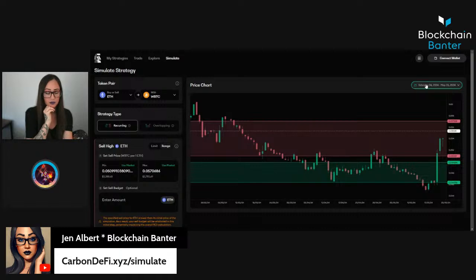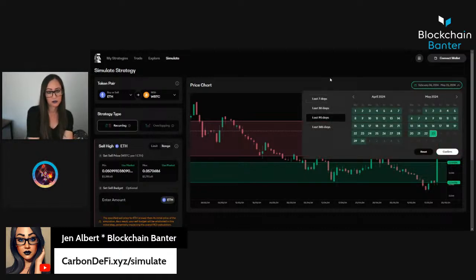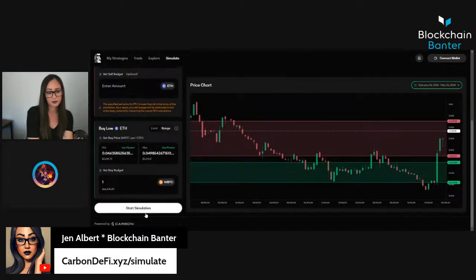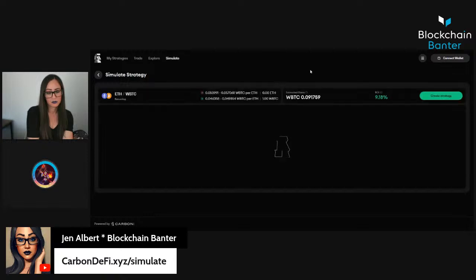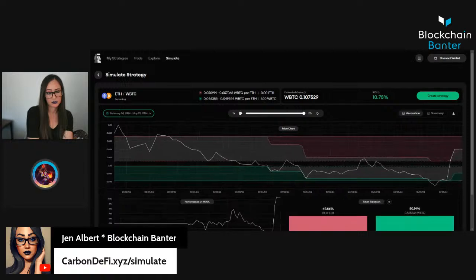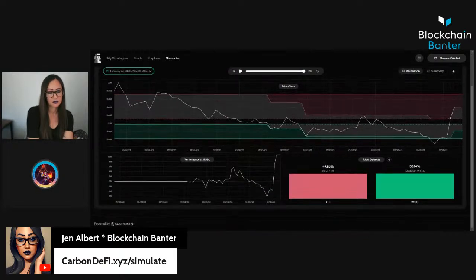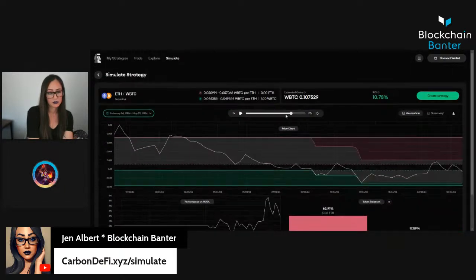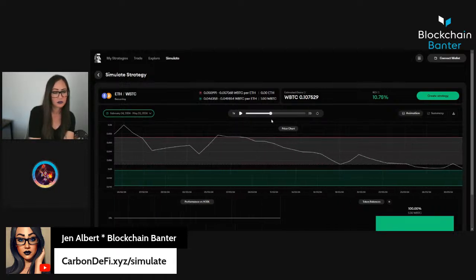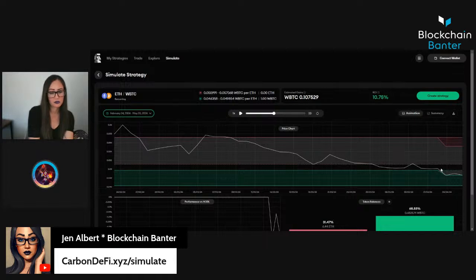Correct. You can always modify the date here. We do have some preset options that you can select, and obviously that will filter the simulation for that time period. When you start the simulation, it will use the time period that you selected. So ETH WBTC, this is what we're simulating right now. Essentially, you can see that in this time period right here, we're starting to buy ETH. As we bought some ETH down here, some of it was made available for selling up there.